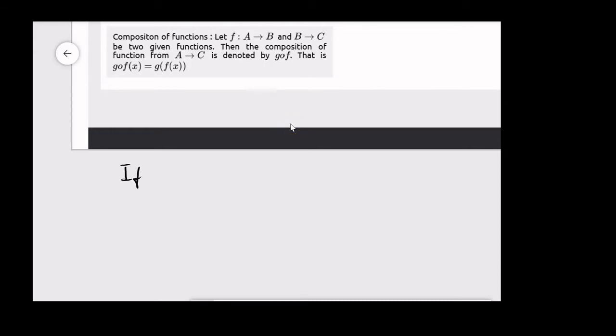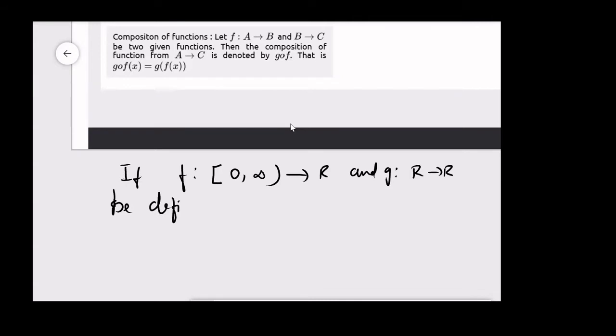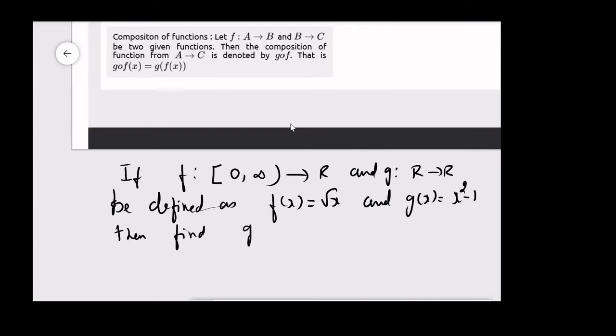If f: [0, infinity) to R and g: R to R be defined as f(x) is equal to root x and g(x) is equal to x squared minus 1, then find g∘f and f∘g.